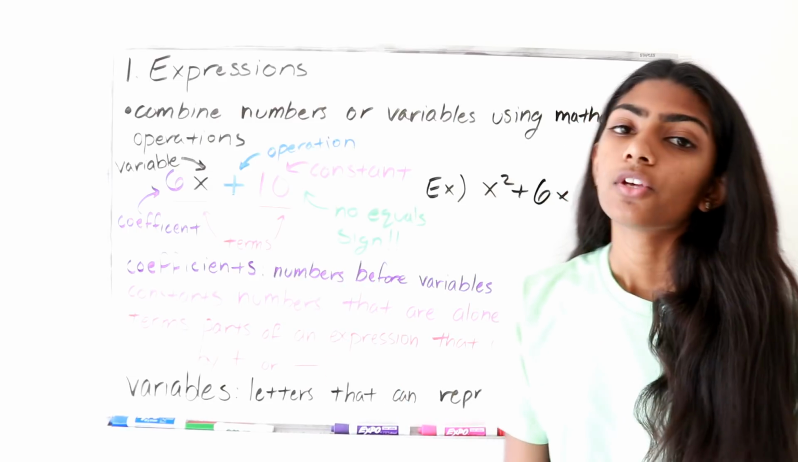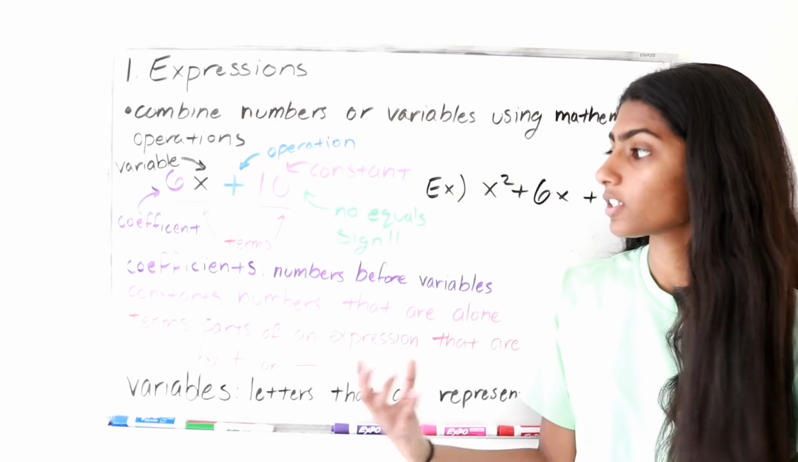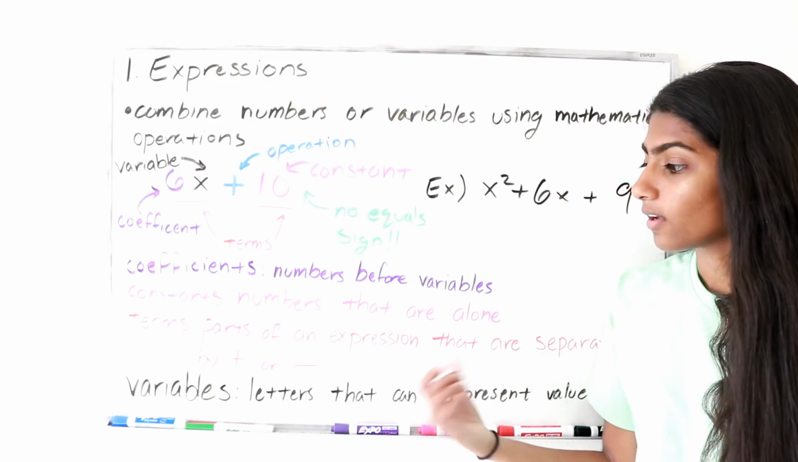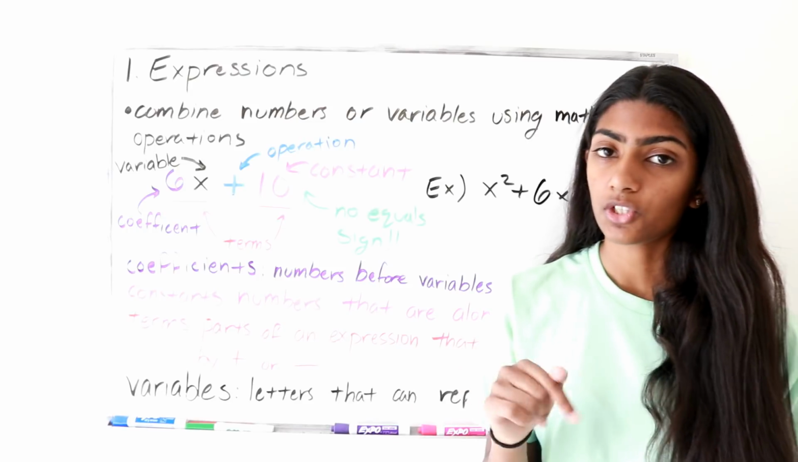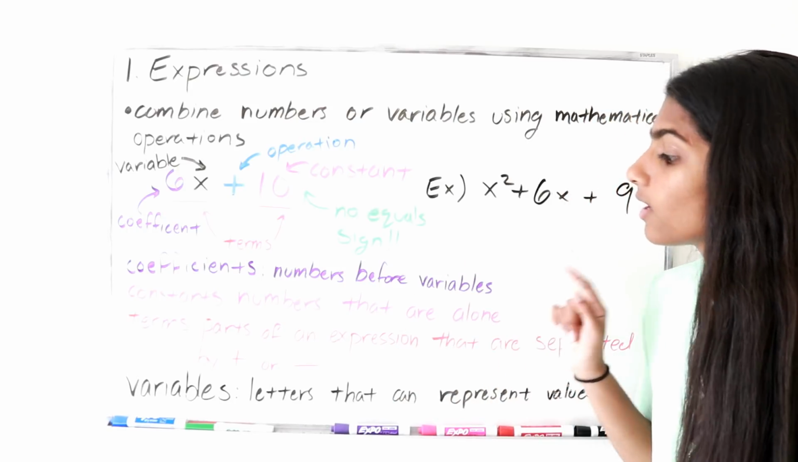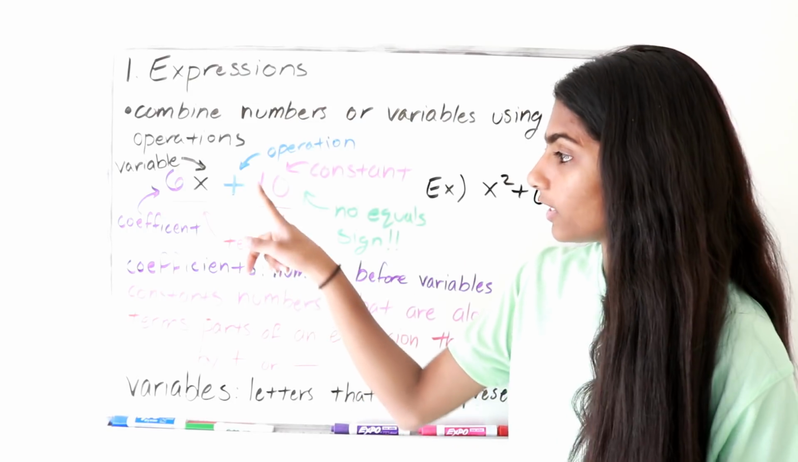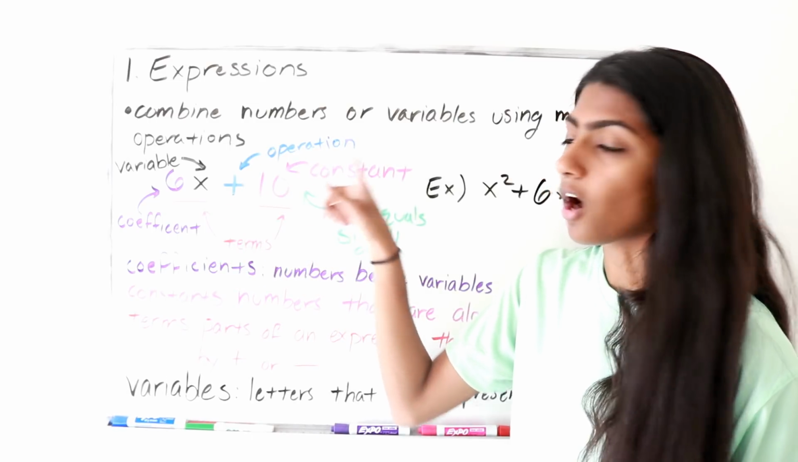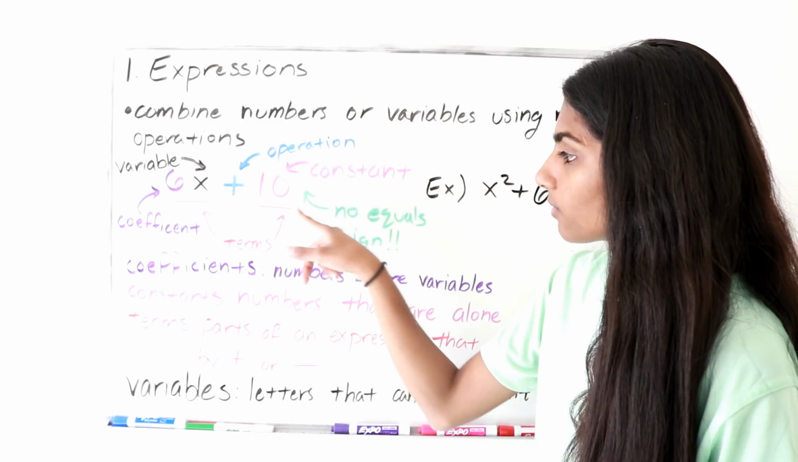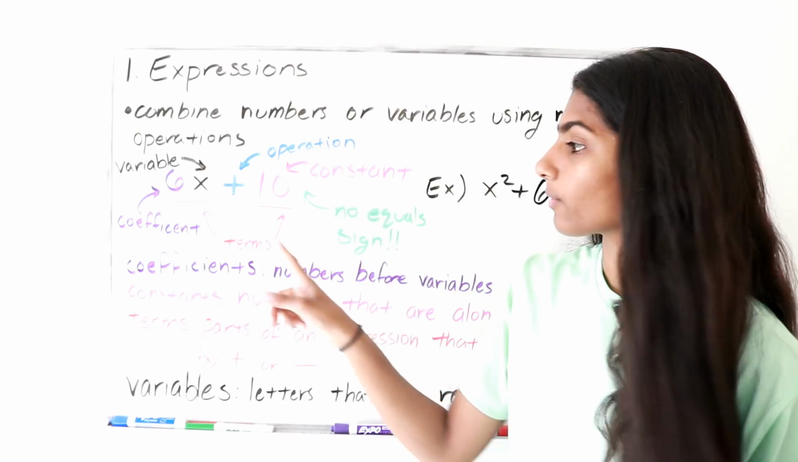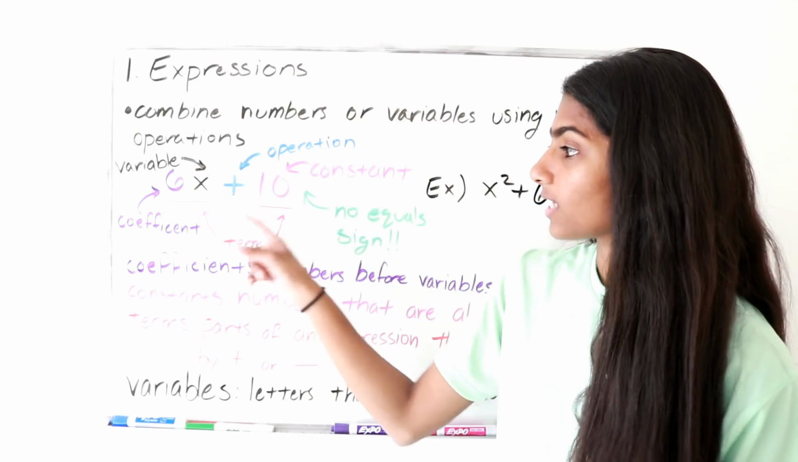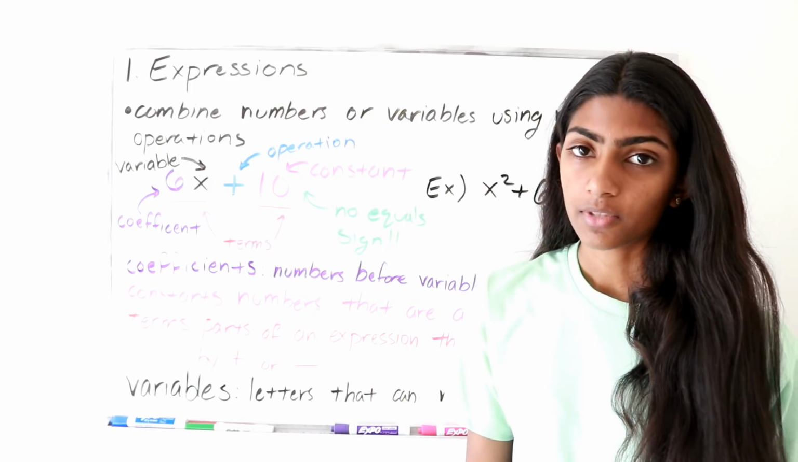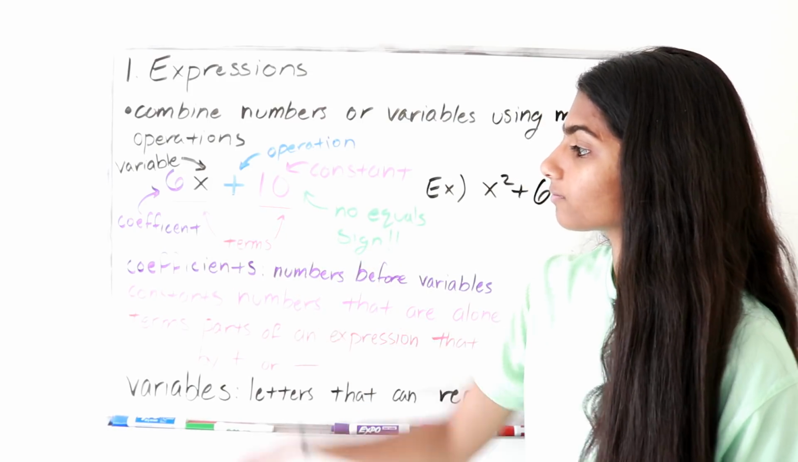Next, terms. A term is a part of an expression that is separated by either a plus sign or a minus sign. It can't be separated by multiplication or division, only plus or minus, addition or subtraction. So if you look right here, we have a plus sign, and that is our operation. Whatever's on the right, which is a 10, is one term, and whatever's on the left, which is 6x, is another term. So 6x and 10 are terms, and they're separated by this plus sign right here.